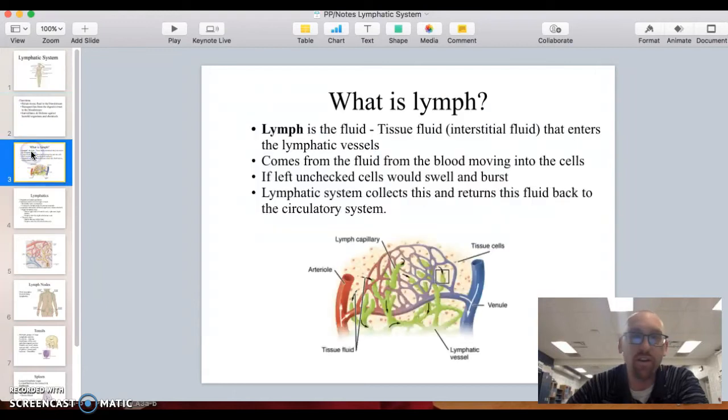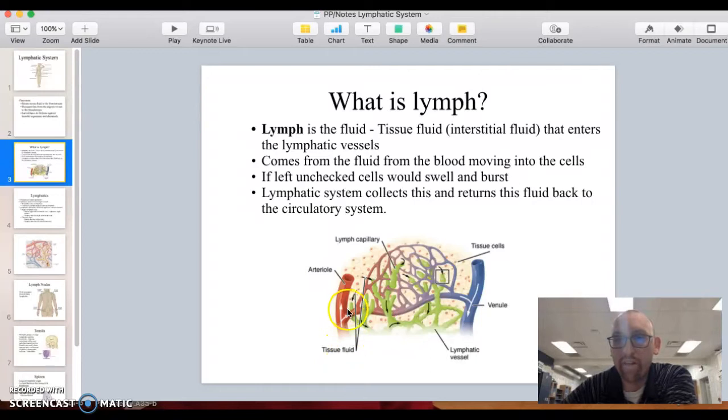All right, so what is lymph? Lymph is actually the fluid that is collected, okay? Your lymph nodes are the things that are doing the filtering, but lymph itself is the actual fluid. It comes from the fluid in the blood moving into the cells. So, like I said, it's somewhat related to your circulatory system.